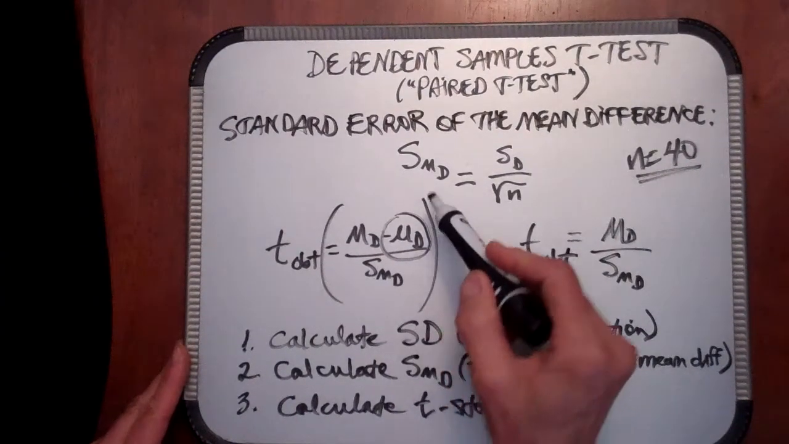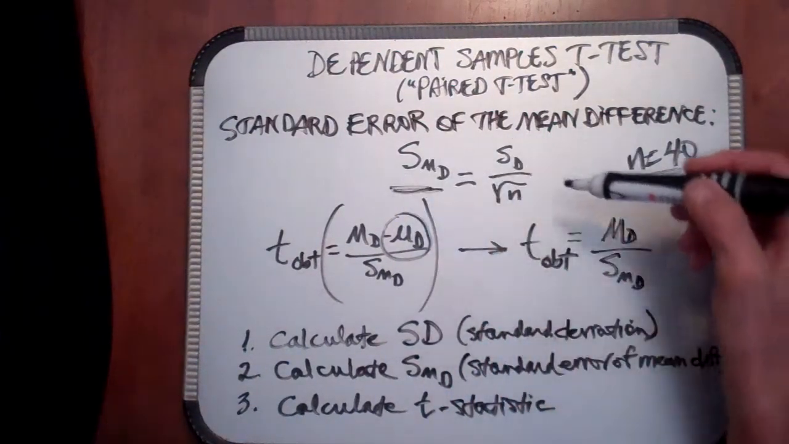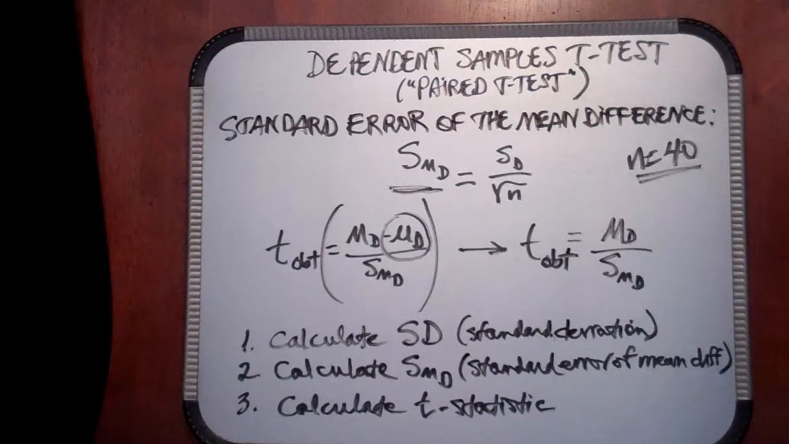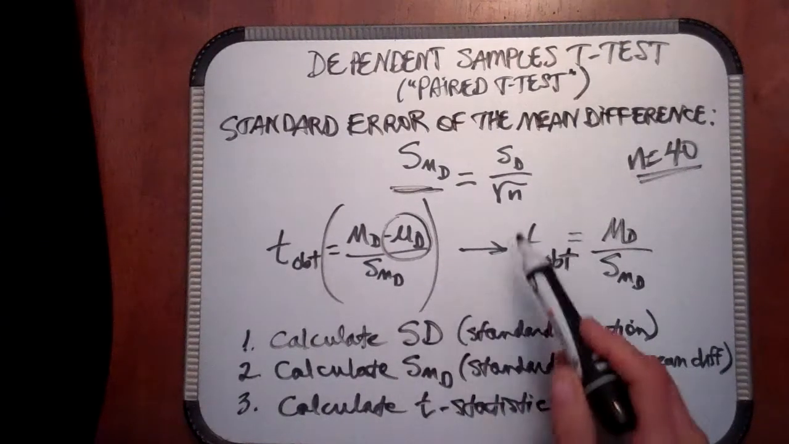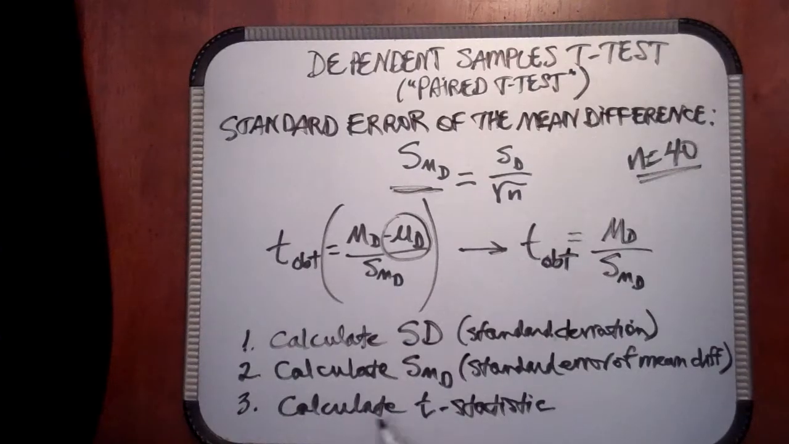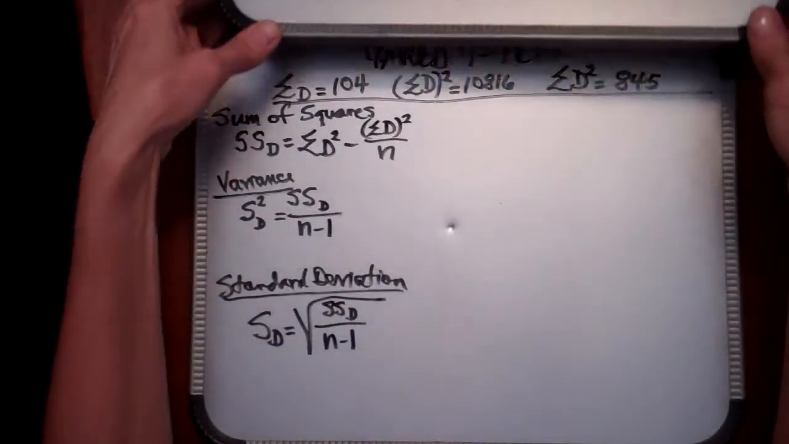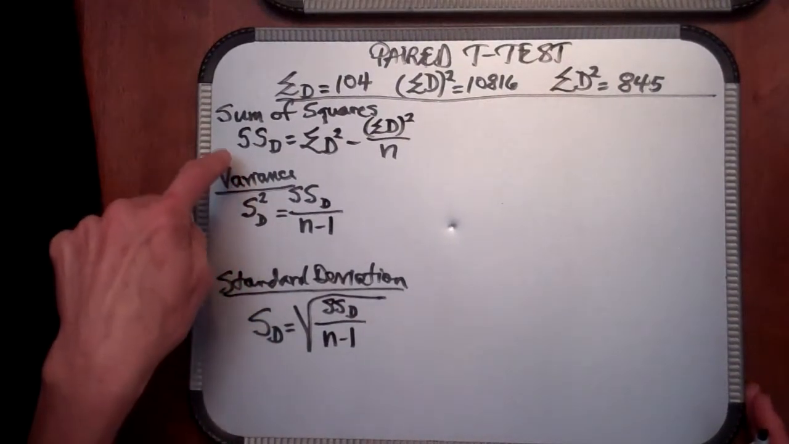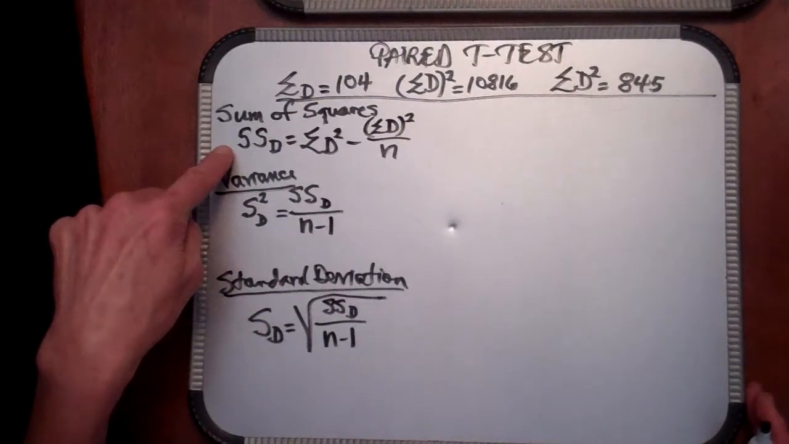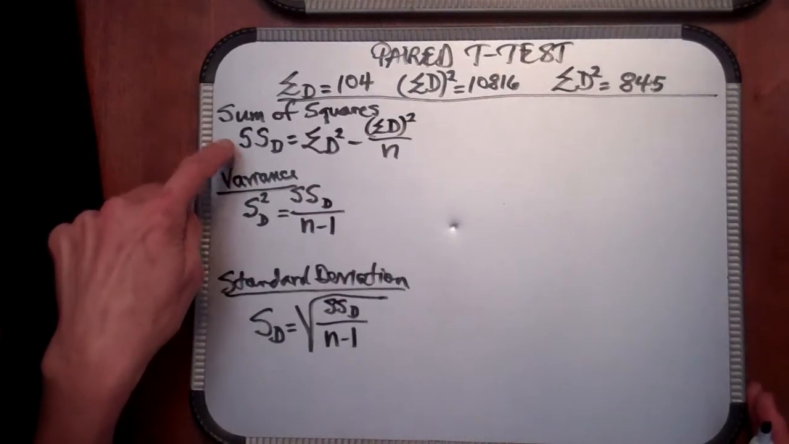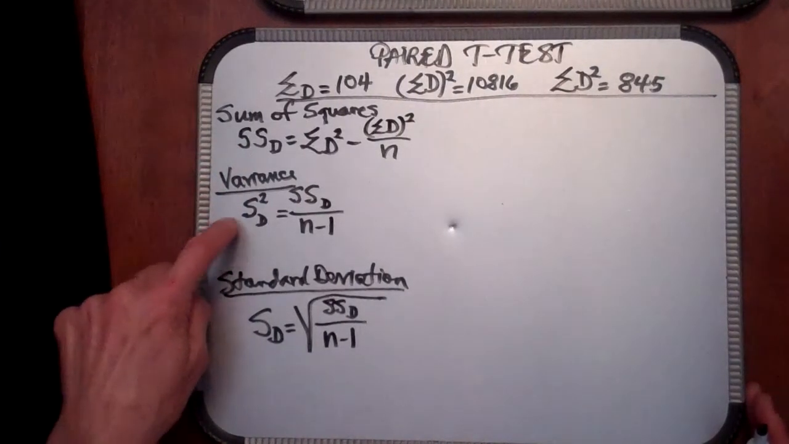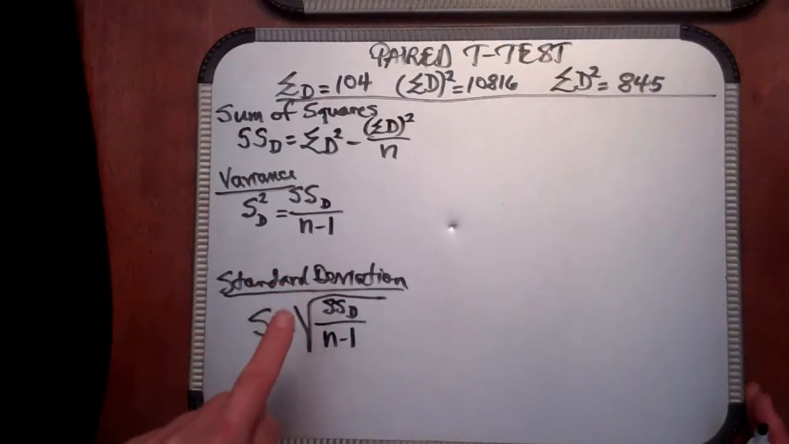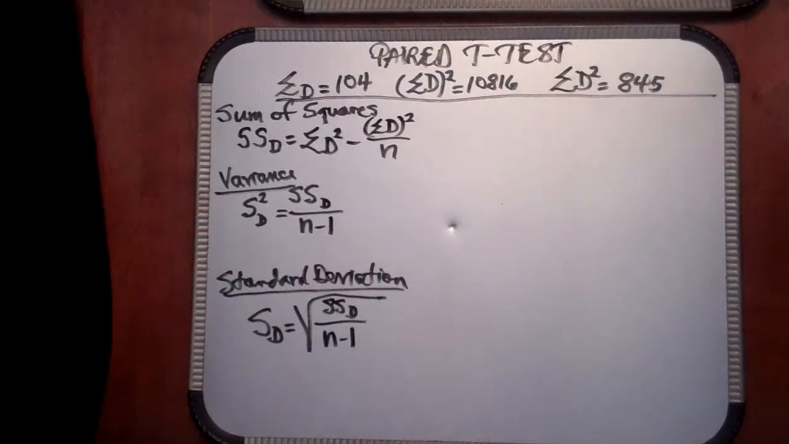In order to be able to get to standard error of the mean difference, we have to calculate standard deviation. So here are the 3 little steps that we're going to be doing. We're going to first calculate standard deviation, then we're going to calculate standard error of the mean difference, and then we're going to calculate the t statistic. Now, to calculate the standard deviation, we have to first calculate the sum of squares of the differences, right? And then from there we get the variance, and then as you know, the standard deviation is simply the square root of the variance. So let's start with this.